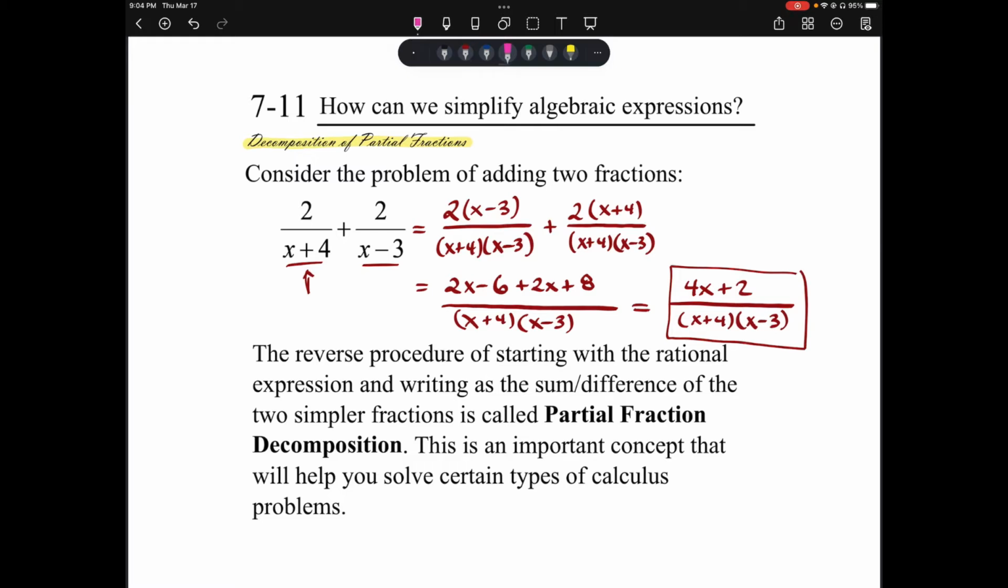So what we're going to look at today is the decomposition of partial fractions, which is simply taking our answer from this problem and going backwards, breaking it apart into smaller pieces. So we're doing the opposite process. This is something that will be used more in calculus, so we want to make sure you know it now before you get to calculus.